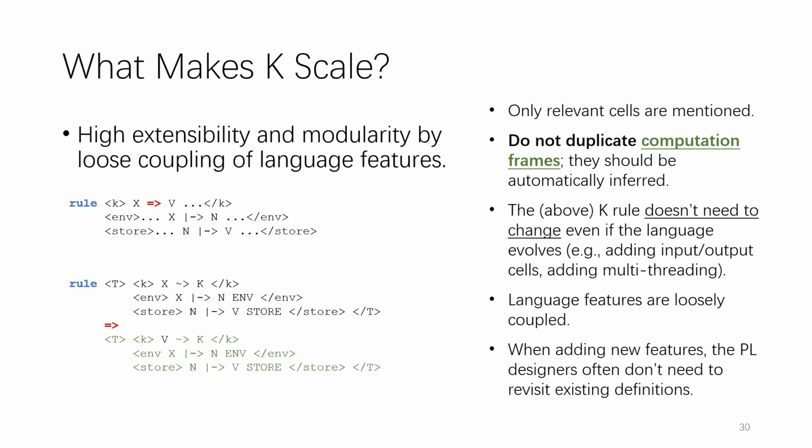And using the above notation, we make sure that the language features are loosely coupled in a formal definition. So no matter how the language changes, this lookup rule is the same, right? As long as we don't change how environment and store are represented in the semantics. So therefore, when we add new features, we often do not need to revisit this existing definition.